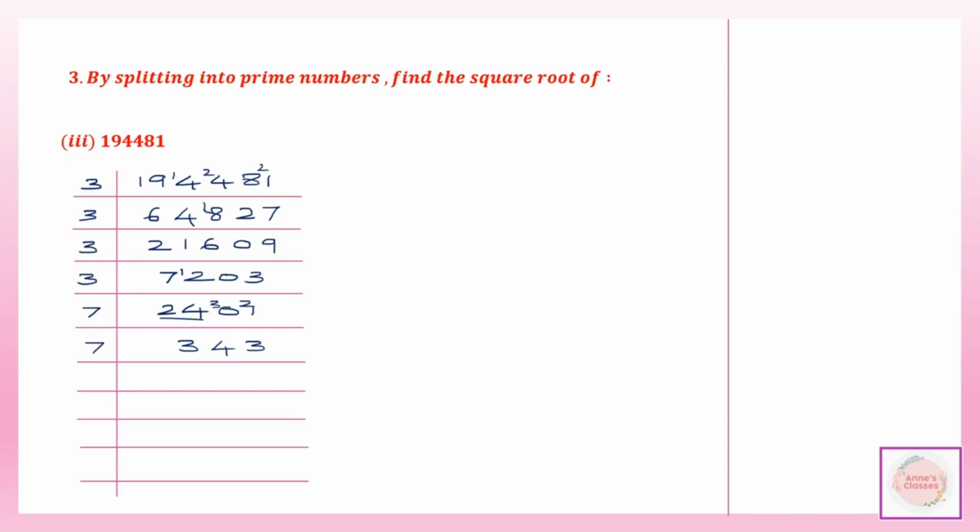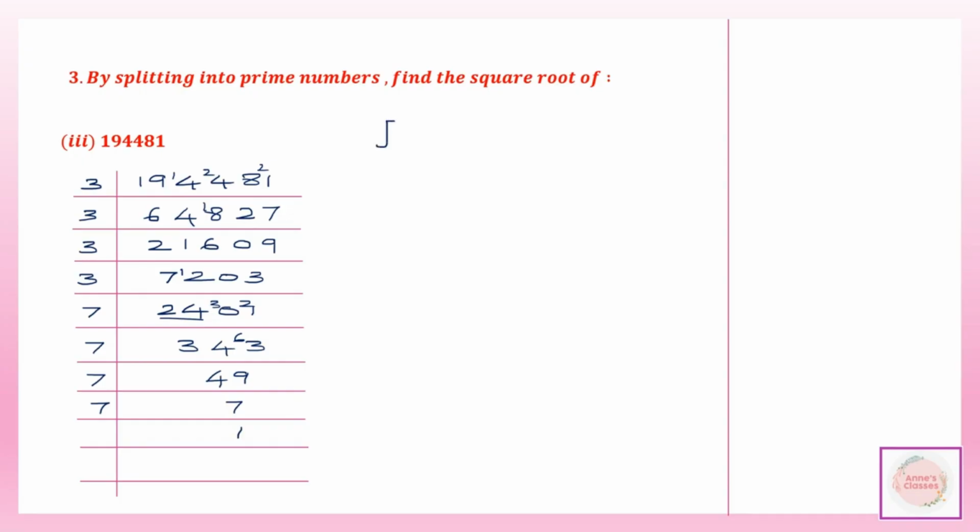Now let's continue to divide by 7. So we have 34. 7 into 4. 7 4s are 28. Now what is left? 34 minus 28 is 6. So we have 63. 7 9s are 63. Now we have 49. 7 7s are 49. 7 1s are 7. So now we have found all our prime factors.